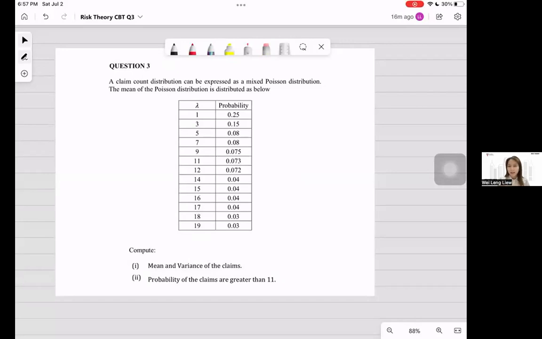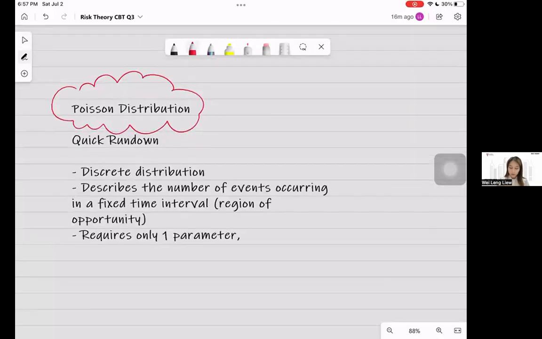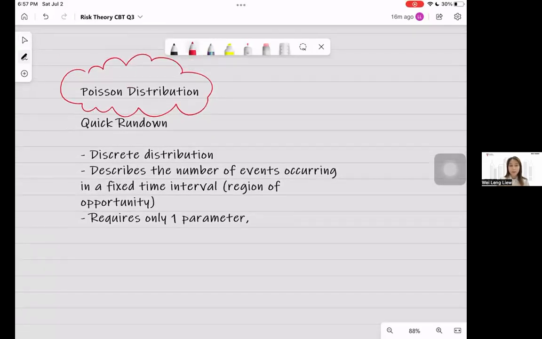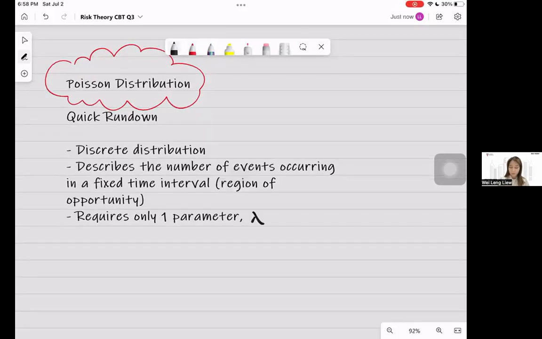Okay, so before I dive in-depth into this question, let me just give you guys a recap on what a Poisson distribution is. A Poisson distribution is a discrete distribution, and it describes the number of events occurring in a fixed time interval, or in a more technical way, a region of opportunity. And a Poisson distribution usually requires only one parameter, and in this case, it's lambda. I'm sure a lot of you guys have seen this before.